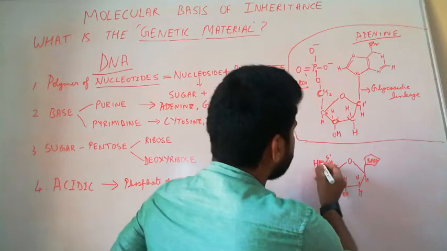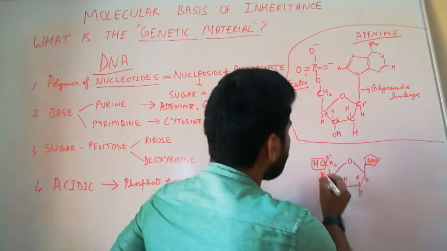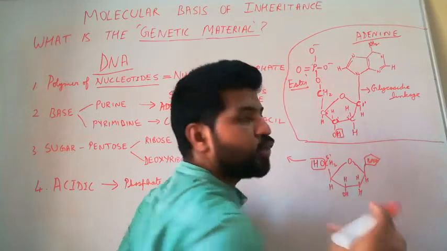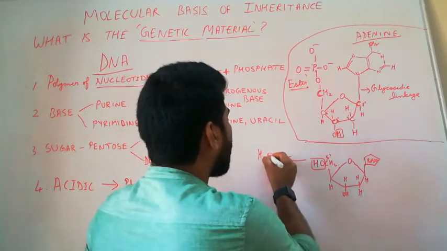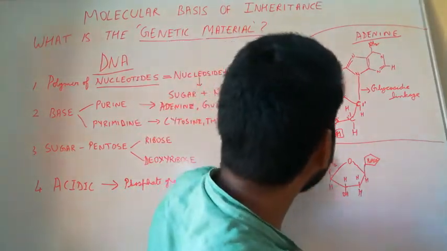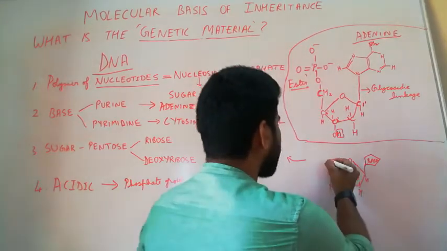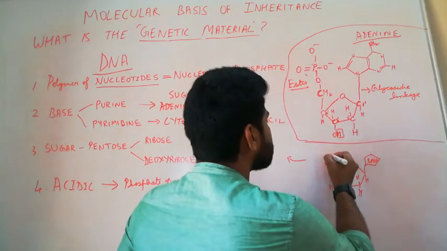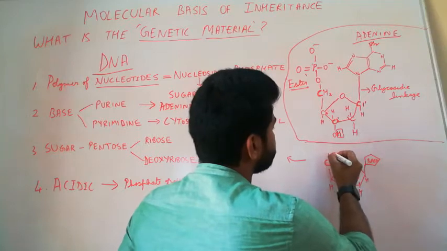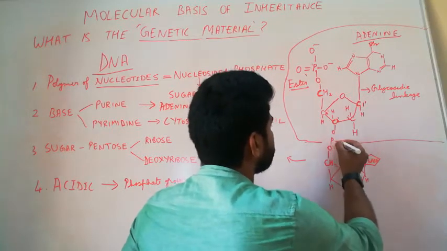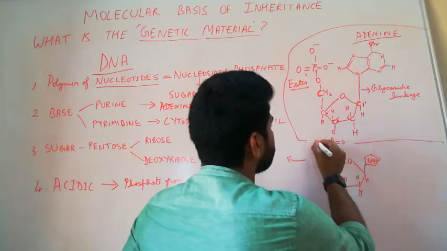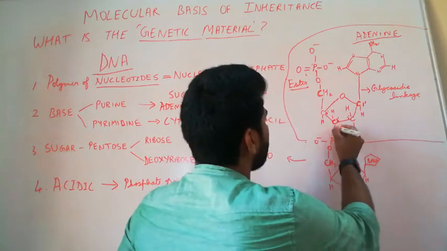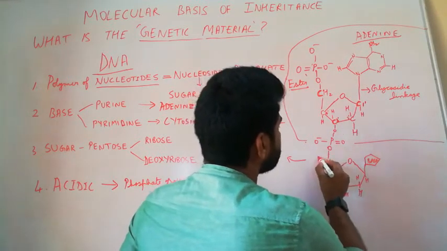So this OH molecule is lost and the hydrogen is lost due to condensation, and a water molecule is removed. When the water molecule is removed, a phosphodiester bond is produced. So this bond is what is called a phosphodiester bond.